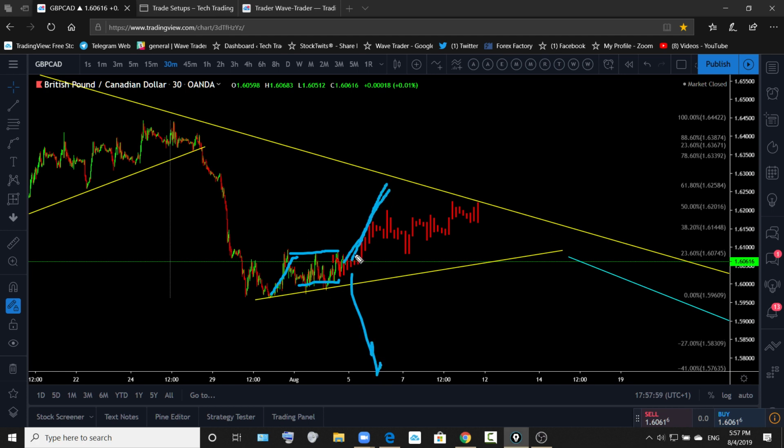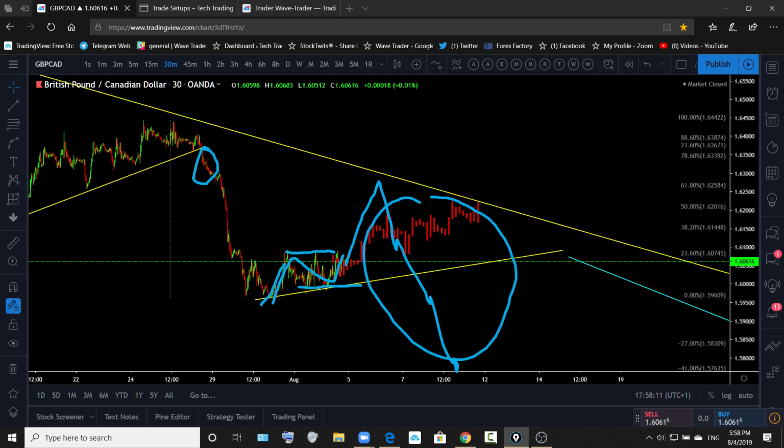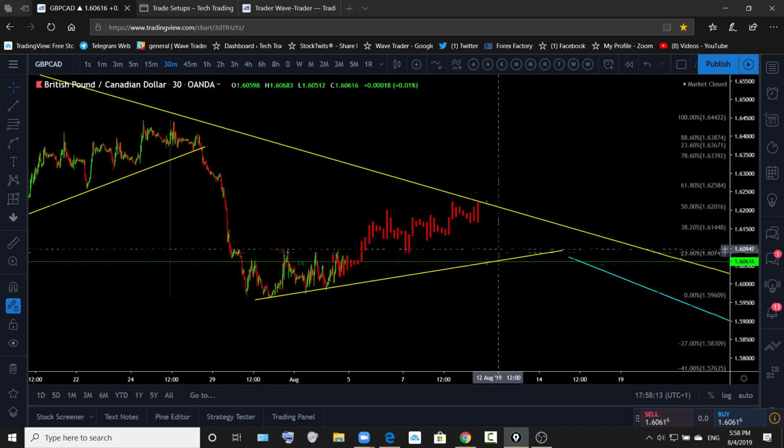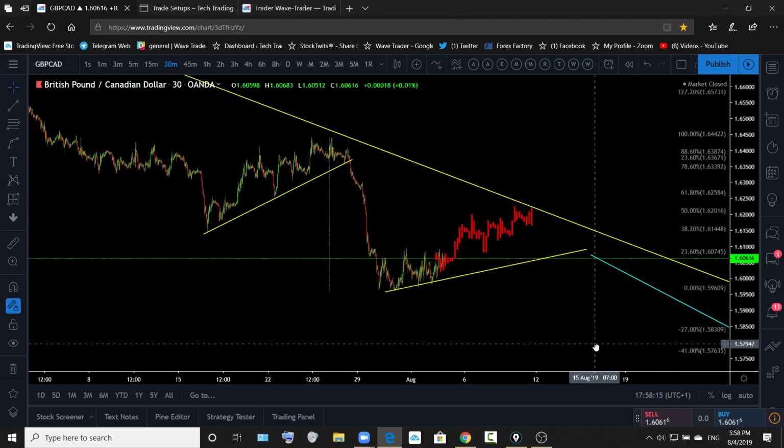So the bigger the correction, the better the opportunity you're going to have, or the better the sell entry you're going to have, like last week, which I have just shown you. So a slightly bigger correction, and then it continues to go lower.